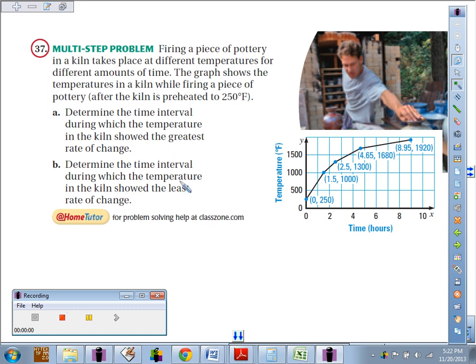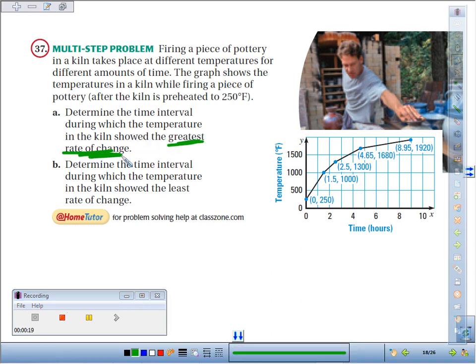Number 37, firing a piece of pottery in a kiln takes place at different temperatures for different amounts of time. The graph shows the temperature in a kiln while firing a piece of pottery after the kiln is preheated to 250 degrees Fahrenheit. Determine the time interval during which the temperature in the kiln showed the greatest rate of change.